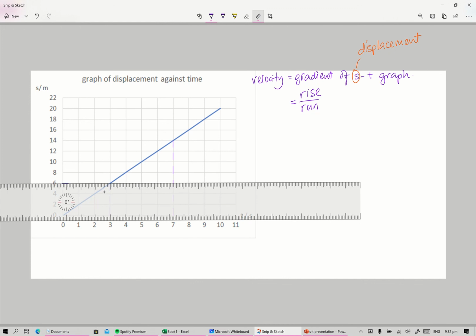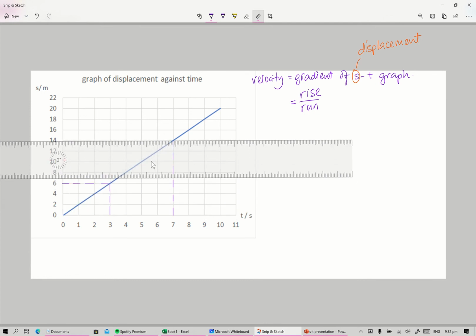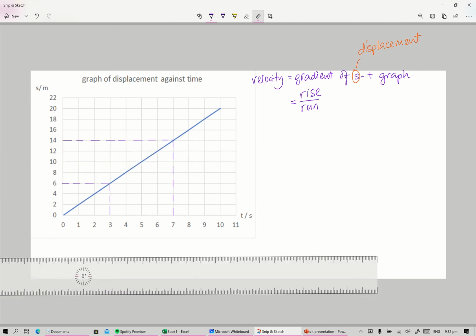Okay, so when time equals 3, displacement is 6. And when time equals 7, displacement is 14. Alright, now, then how do you get rise over run?